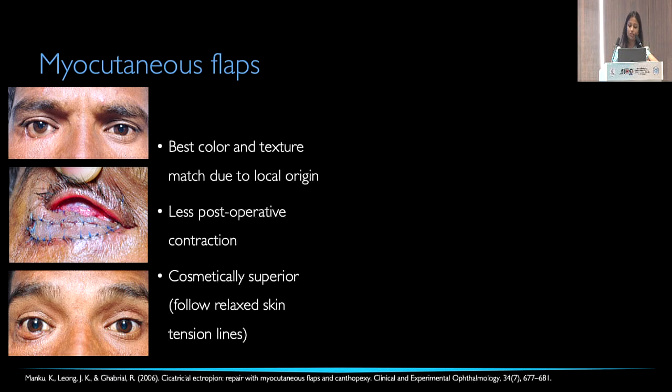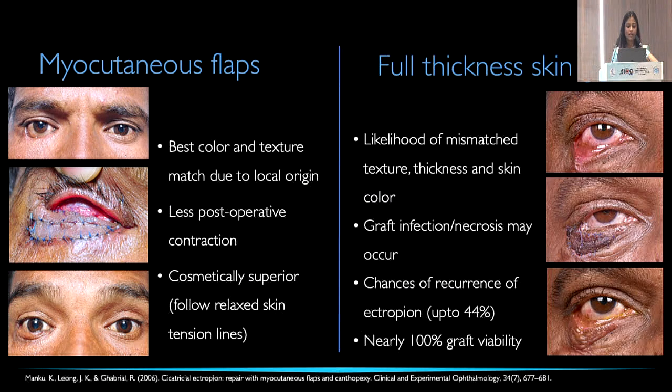The advantages of myocutaneous flaps over skin grafts are that they have a better color and texture match due to local origin. They have less postoperative contraction, and they are cosmetically superior because they follow the relaxed skin tension lines. In contrast, full thickness skin grafts have a likelihood of mismatched texture, thickness, and skin color. There may even be graft infection or necrosis, and the chances of recurrence are high, up to 44%. However, there is nearly 100% graft viability in this area.